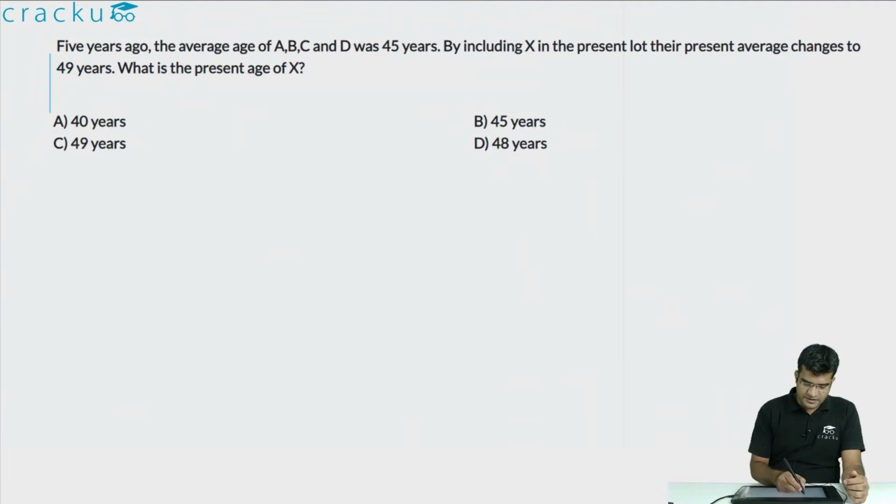In this question, we are told that 5 years ago, the average age of A, B, C and D is 45 years. By including X in the present lot, the present average age changes to 49 years, and we are required to calculate what is the present age of X.